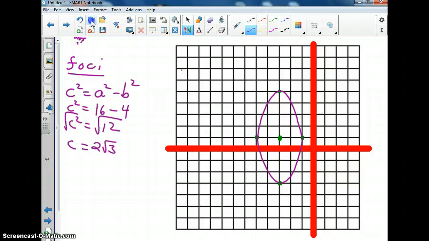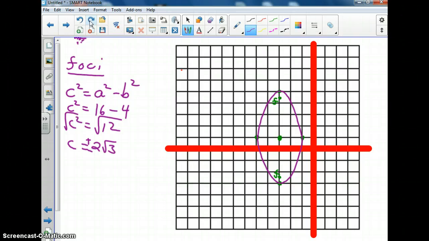Okay, so now, 2 square root of 3 is about 3.5 up off the center and down below the center, right? And you're going to see me put those points up there. Okay, so here I'm going to count 3.5 up and 3.5 down. Like that, like that. Okay? All right, now those 2 points are foci, right? So I'm going to put a little F's next to them, all right? Those are my foci. Okay?